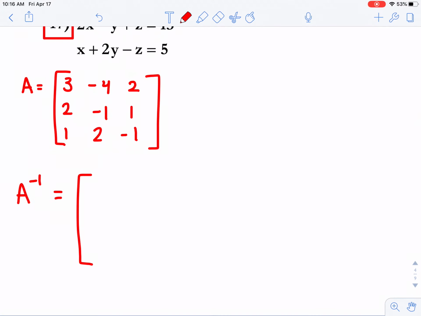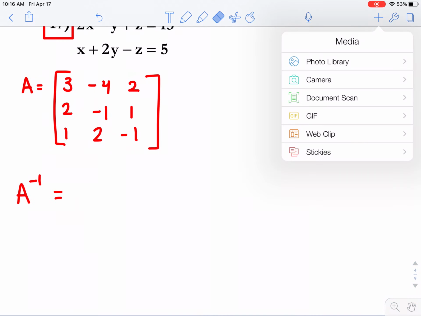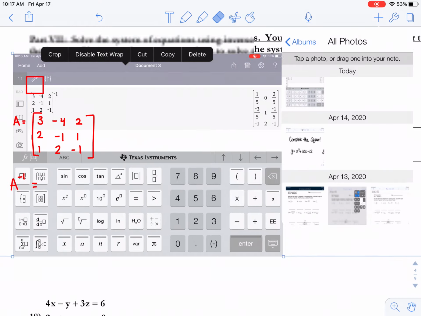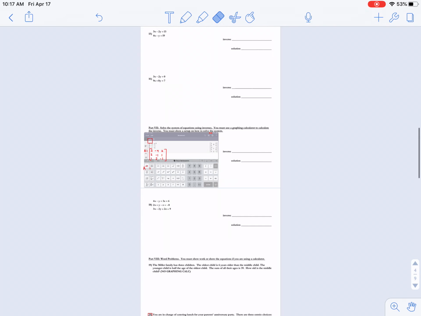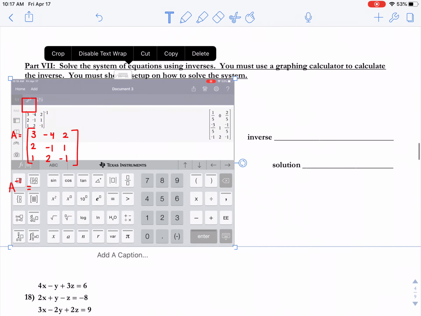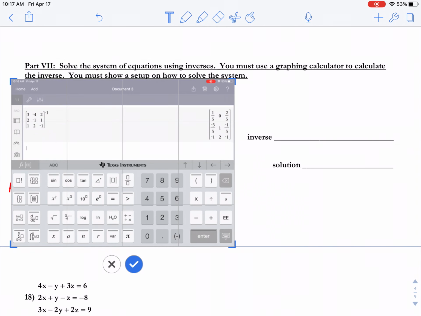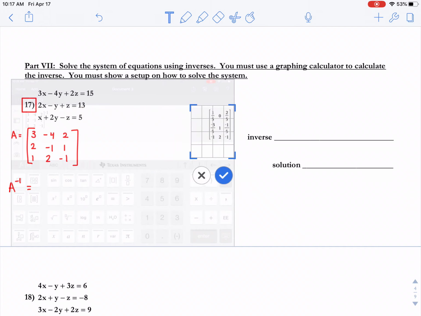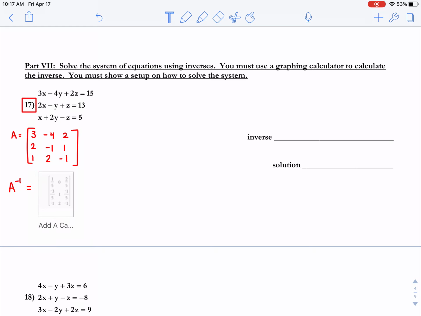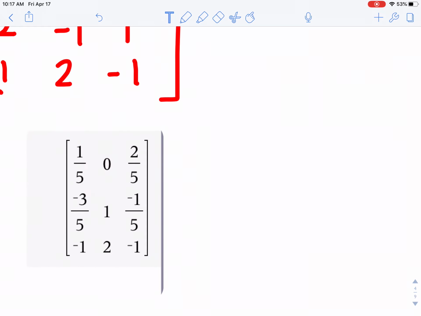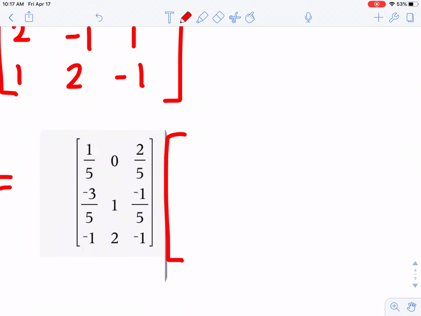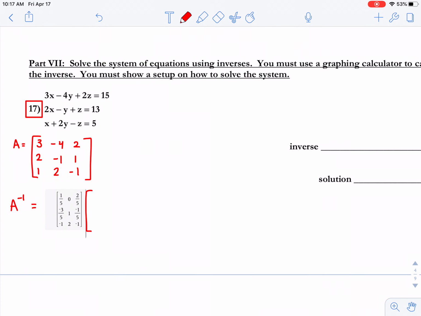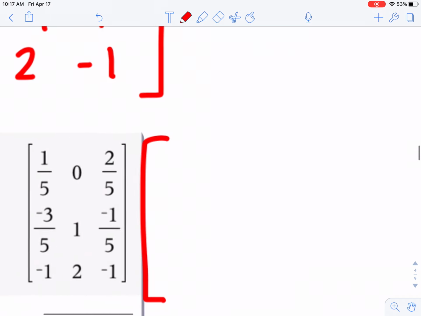Okay, I'm lazy, so this is what I'm going to do here. Uh-oh, that backfired. Here we go. So here is my inverse matrix, all right? In order to solve using inverses, I'm going to take the inverse and multiply it by the solution matrix. The solution matrix is this. So 15, 13, 5.